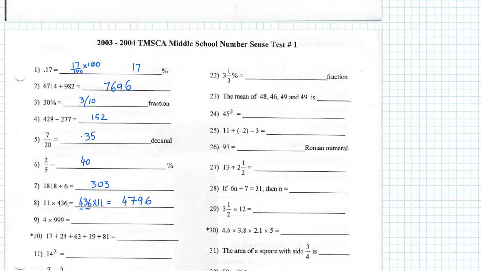Question 9, what is 4 times 999? So think of this as 4 times 1000, so that would be 4000, but because this is 1 less, we will subtract 4 from 4000. So the answer will be 3996.